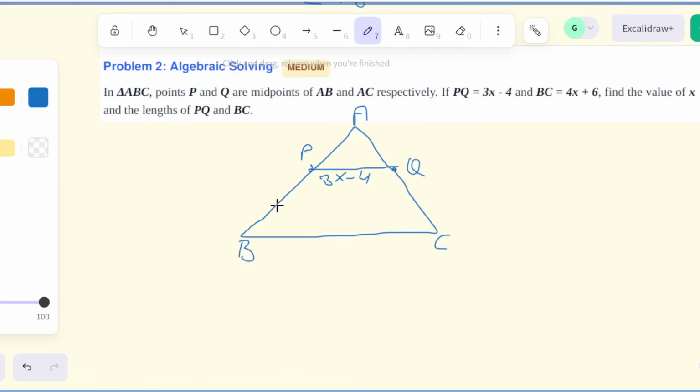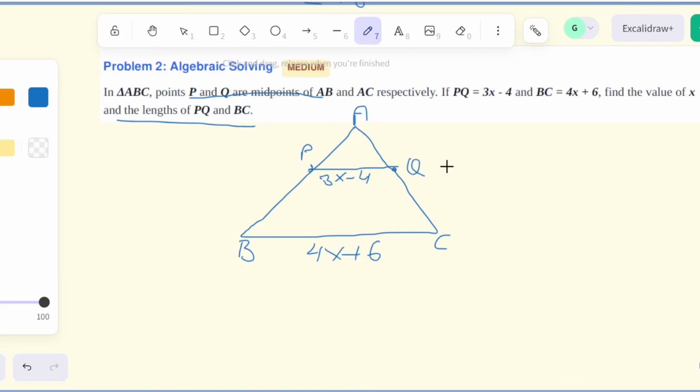And P and Q are the midpoints, okay? And PQ is 3x minus 4. BC is given as 4x plus 6, okay? You have to find the value of x and the lengths of PQ and BC as well. Definitely, if you get x, you can calculate PQ and BC. And they are saying P and Q are the midpoints.